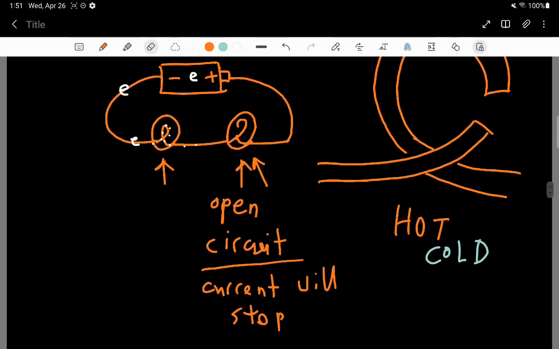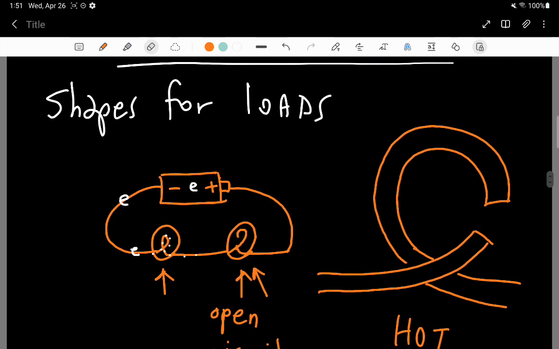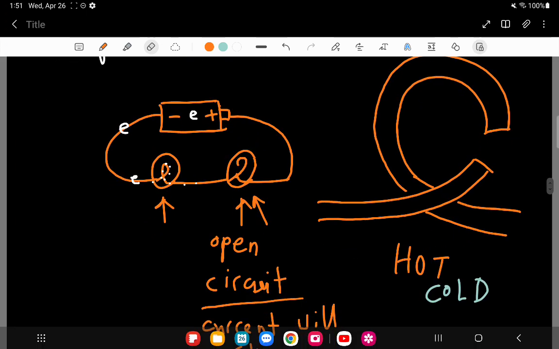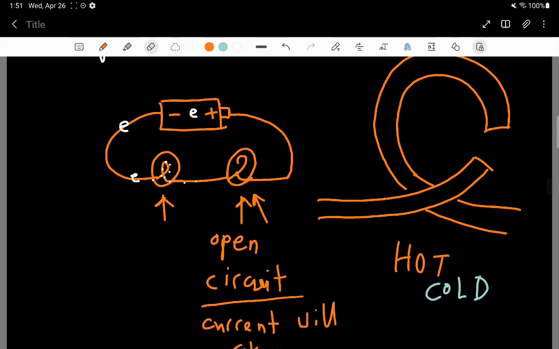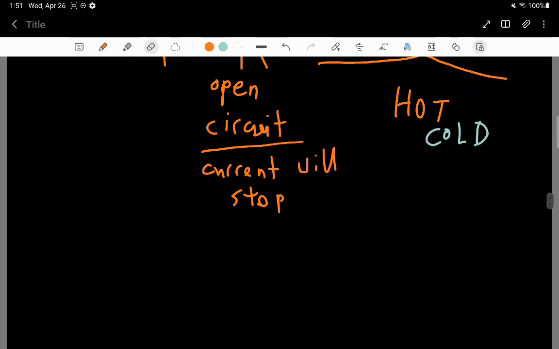Okay, so this is a danger of putting light bulbs in series. It's not really a danger, right? The light bulb can wear out and break like it did over here. But what if you put light bulbs in parallel instead?